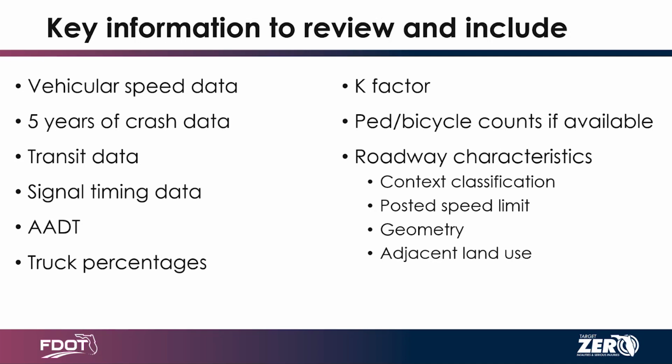Other information you're going to want to look at, you're going to want to pull speed data, ADT. If there's a signal involved, you want to see what timing's being run. Any truck percentages, if it's a heavy truck corridor, that'll affect your recommendations. Look at roadway characteristics, the context classification, the posted speed, is there a bunch of curves? And if there's any ped bike count or any of that sort of data, you definitely want to get that before you head out.